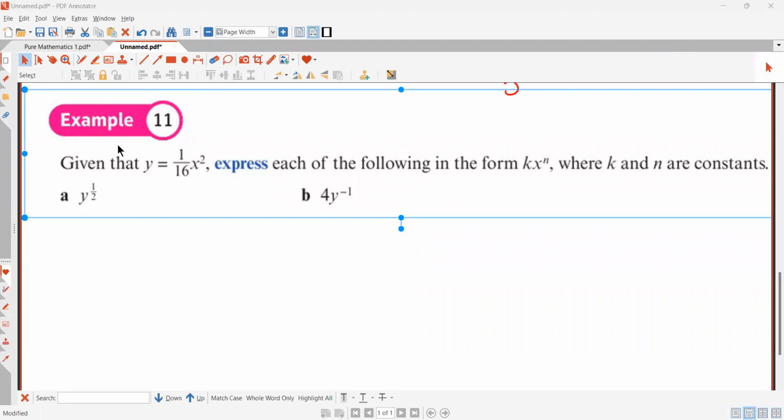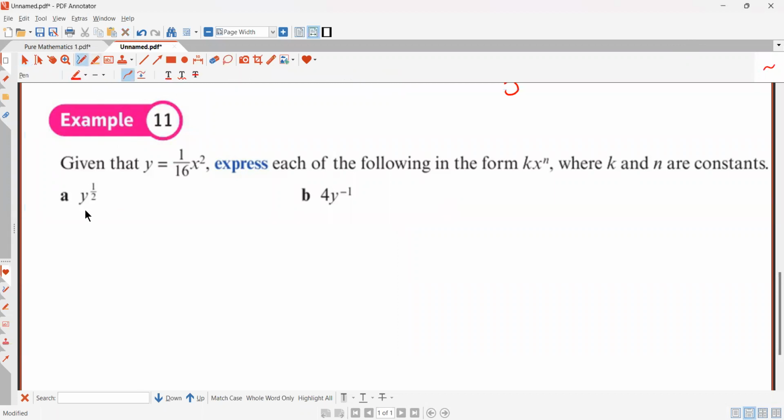They say, given that y is equivalent to 1 by 16x square, express each of the following in the form of k x raised to n, where k is some sort of constant, n is also a constant. Okay. They wrote y raised to half.